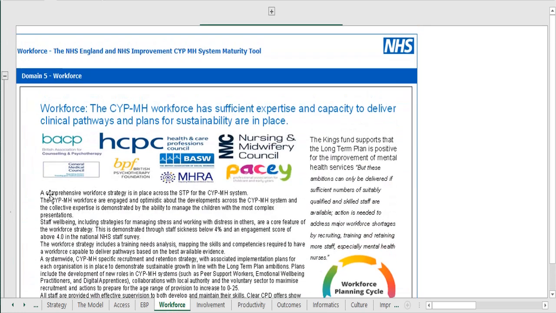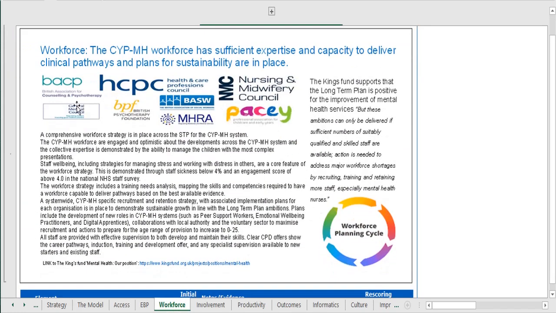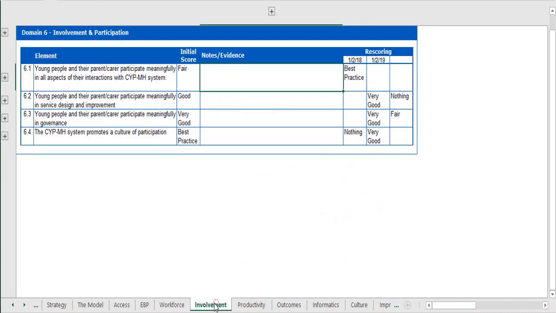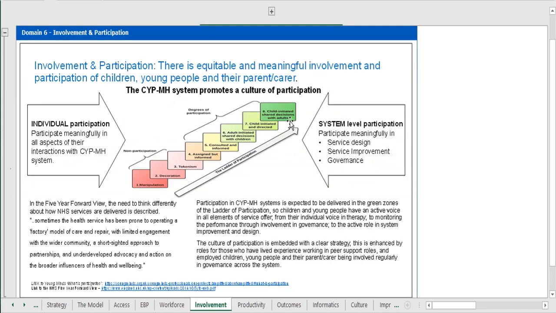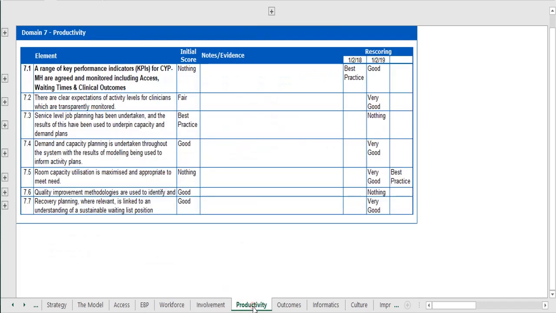Around workforce, we've got a description of some of those bodies that really are critical, and what the King's Fund says about how we've got challenges around keeping a suitably qualified and skilled workforce. Around involvement, this work around participation and the participation ladder is a really interesting way to think about how well you've embedded that culture of participation within your service. And again, some of this is through our learning from thinking with young minds.